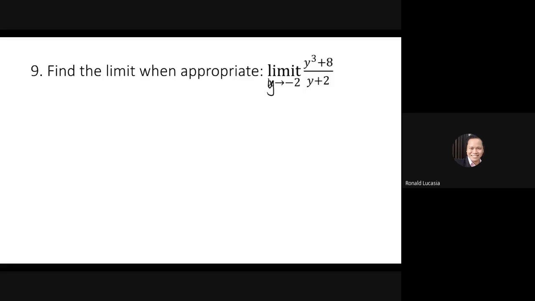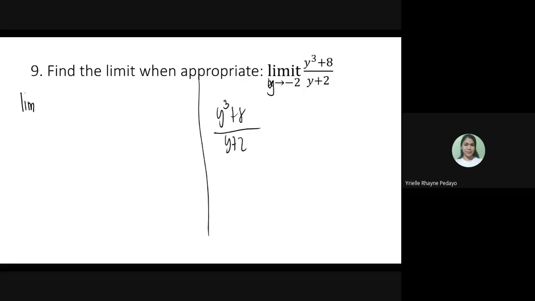12. You're also using table of values, Ariel. Hindi po. How did you come up with 12? Sige, let's hear from Ariel. Sinafter ko po yung y cubed plus 8. Okay, that's good. How did you factor? What's the factor? Ano po, y plus 2 times y squared minus 2y plus 4 po. Very good. Over y plus 2.